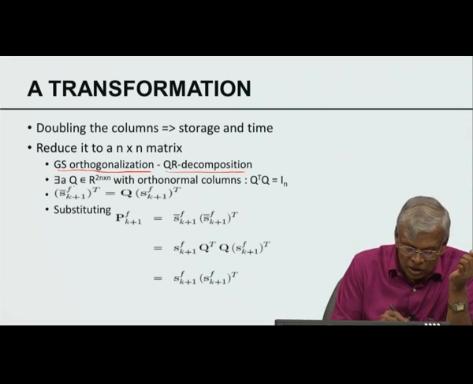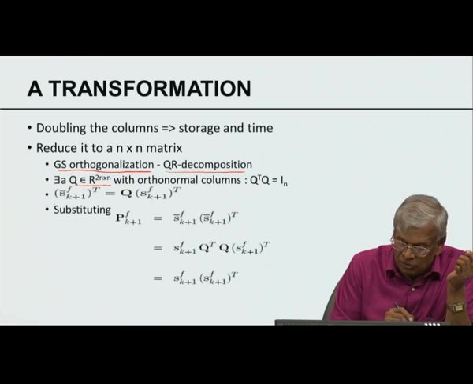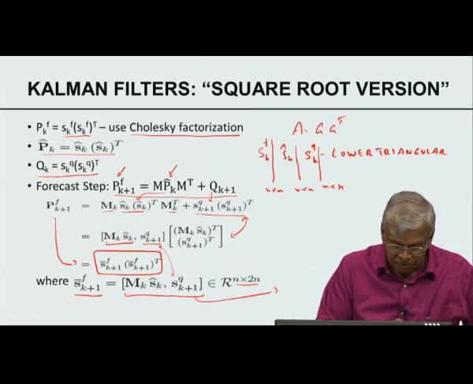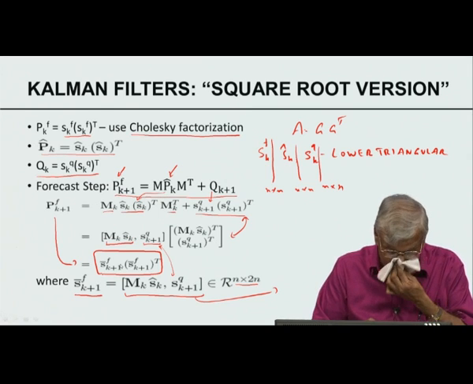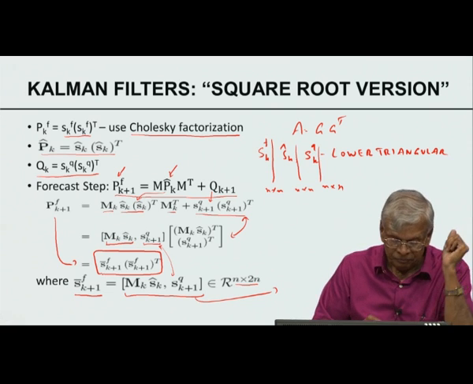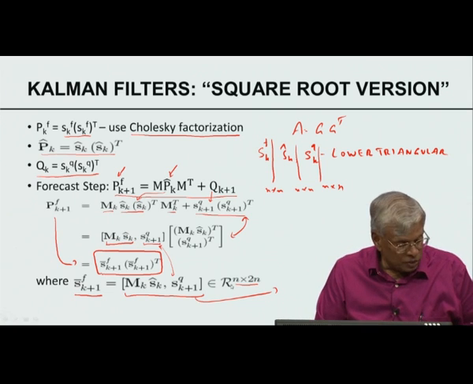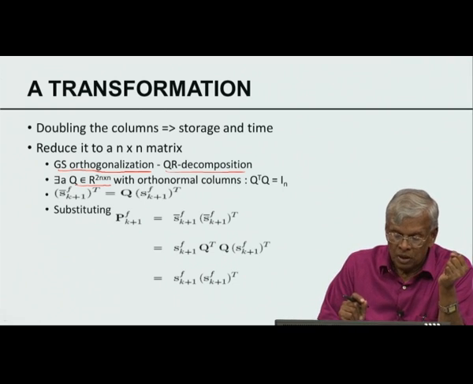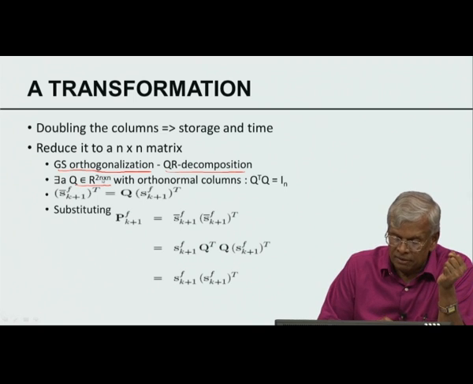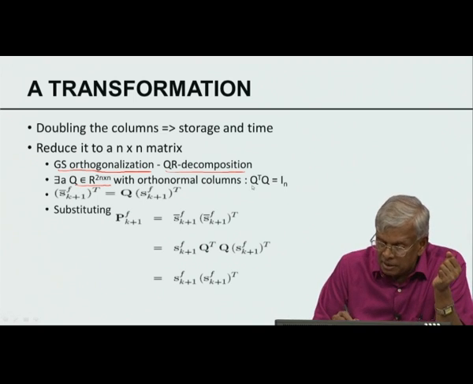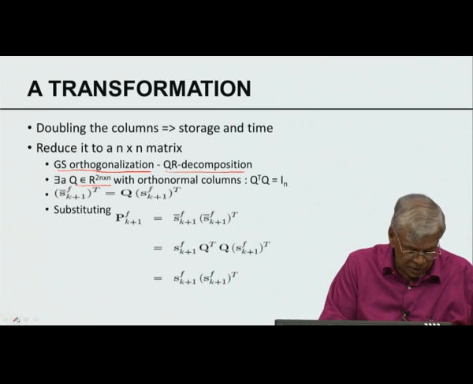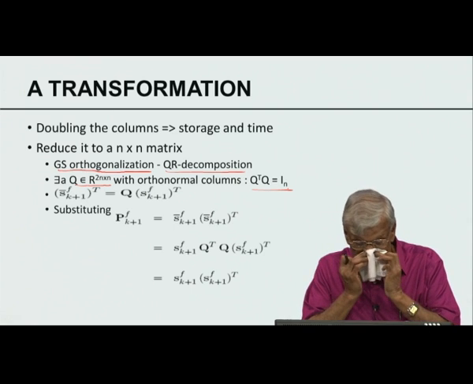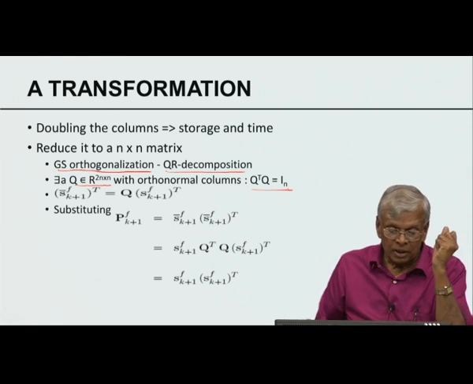So what is the basic idea? Because my xk plus 1 bar f is a matrix of size n by 2n, the corresponding Q I would like to be of size 2n by n with orthogonal columns, and the property Q transpose Q is I. That is the condition we need.